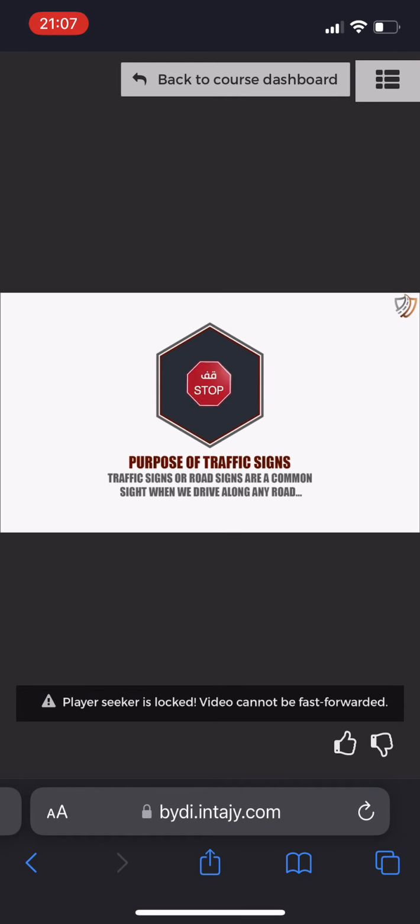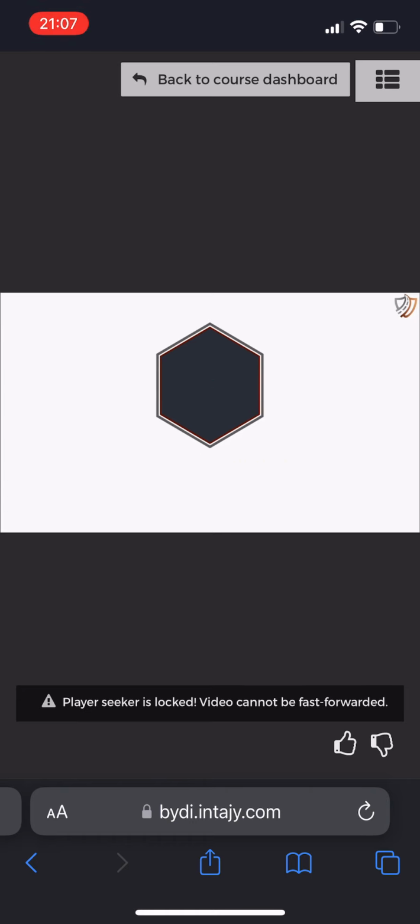Purpose of traffic signs. Traffic signs or road signs are a common sight when we drive along any road. These signs are posted on the side of the road or above the roads to give instructions. They are used to give information, direction, warnings, and order.